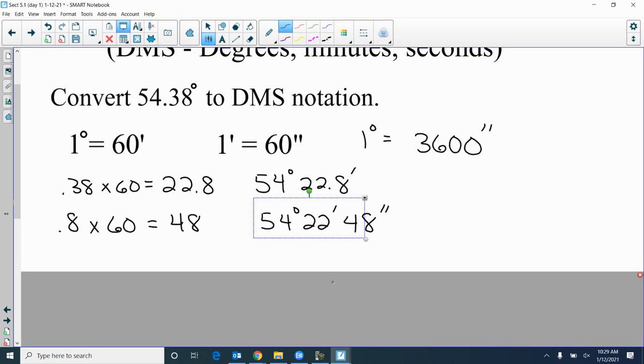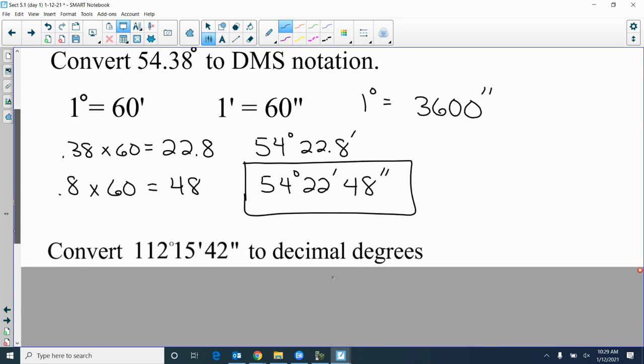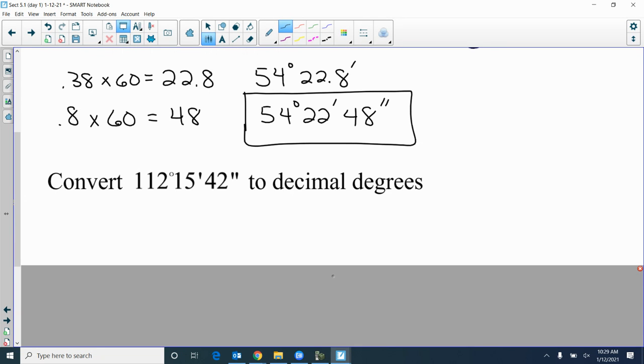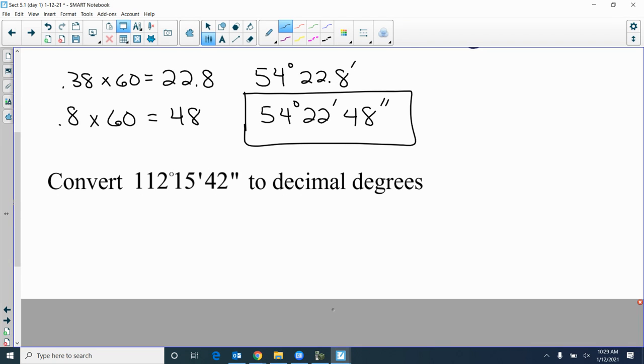Now, it doesn't always work out to be a whole number every time. Okay, and this one it did, but you might have to round off. Sometimes that happens. All right, but 54 degrees, 22 minutes, 48 seconds. All right, let's go the other direction. Convert 112 degrees, 15 minutes, and 42 seconds into a decimal.